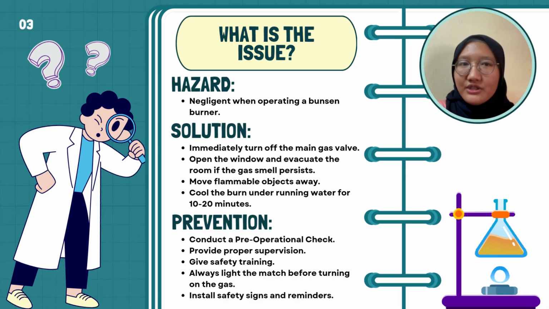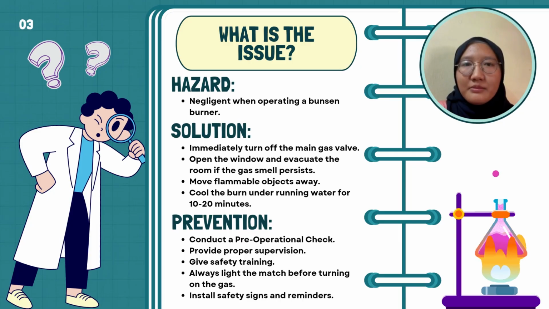So what is the solution for this? Firstly, we need to turn off the main gas valve, then open the window. If the gas smell persists, immediately evacuate the room. Next, if there is a flame involved and it is not extinguished yet, remove flammable objects away if you can and put it out using a fire extinguisher. And if someone gets a burn, cool the affected area under running water for 10 to 20 minutes to minimize the skin damage.